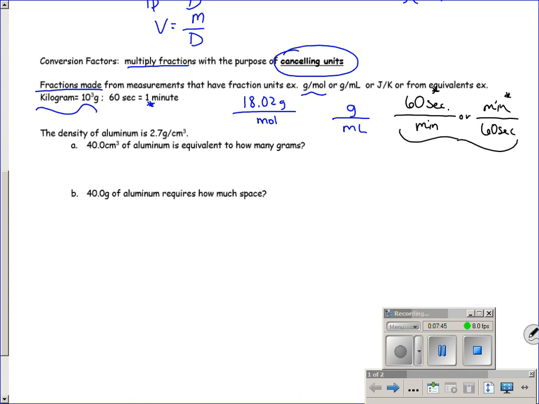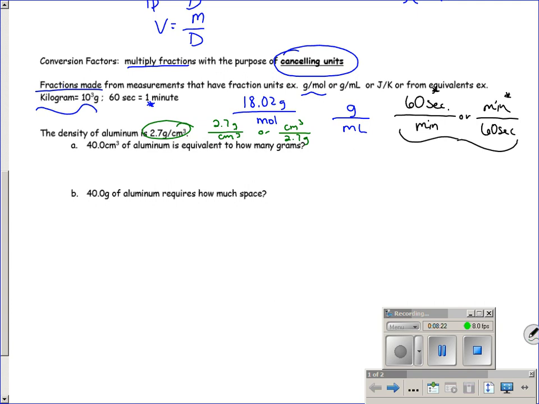this density of aluminum here, 2.7 grams per centimeter cubed. From that, we can make 2 possible conversion factors. That would be 2.7 grams for 1 centimeter cubed, which is the way it's currently written. Or we could say 1 centimeter cubed of aluminum has a mass of 2.7 grams. Both of those are correct statements. The thing you need to remember is that you cannot lie. You have to use a correct statement.